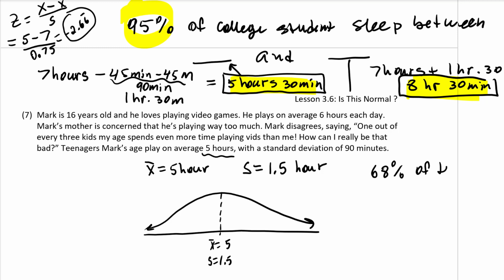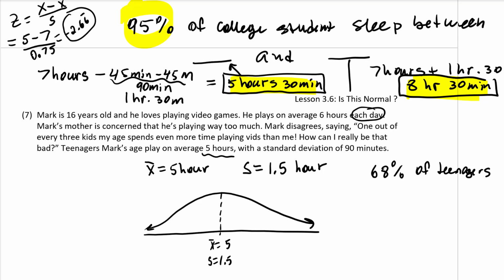68% of teenagers, Mark's age, or 16 years old, they play between what two numbers? So where would it fall? And we're talking about weekly, right? Does it say weekly? Oh my gosh, no, not weekly. It's daily. So as much as sleeping, basically.